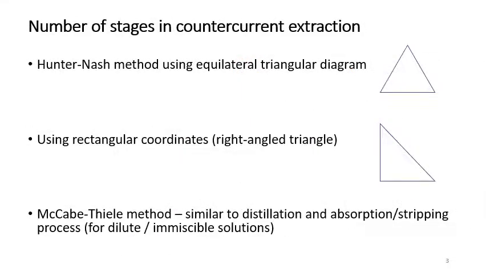Okay, so next, after we know how to determine the operating point, we will use that to calculate the number of stages in countercurrent liquid-liquid extraction. There are three methods to get the number of stages in the countercurrent LLE. One is the Hunter-Nash method, using the equilateral triangular diagram. Or we can use rectangular coordinates, i.e. the right angle triangle, and we will use this primarily. And finally, we can also adapt the McCabe-Thiele method, similar to the distillation and absorption stripping process, where you have an equilibrium line and also an operating line, but we will do this for dilute and immiscible solutions.